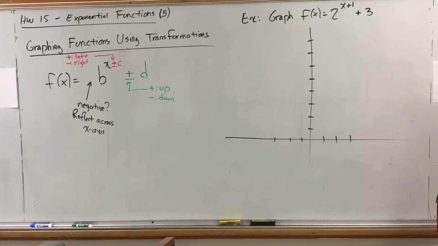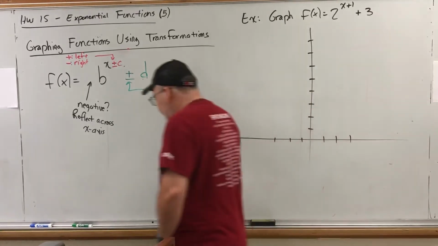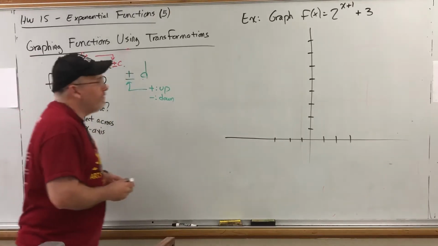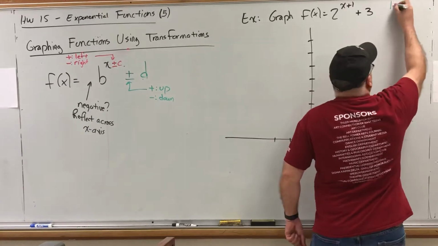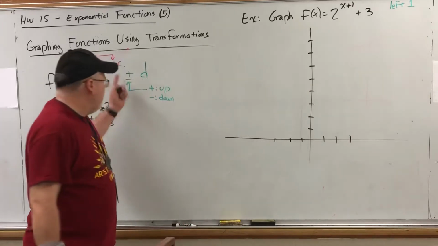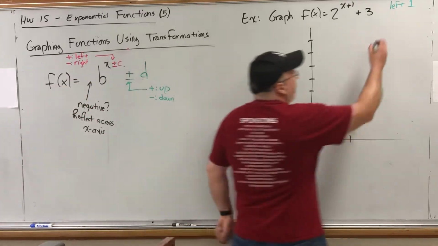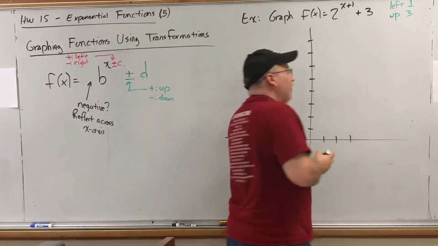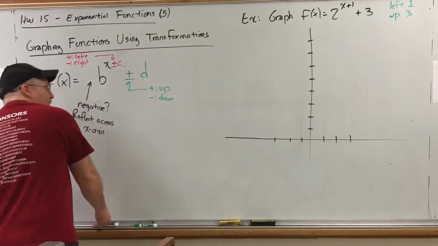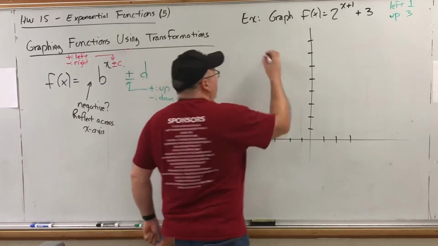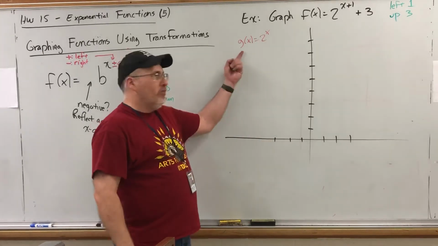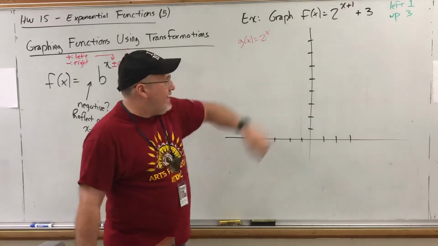Graph f of x equals 2 to the x plus 1, plus 3. There's a plus 1 in the exponent, and according to this, a plus in the exponent moves it to the left. So we're going to have a transformation where this graph moves to the left 1. But the plus 3 at the end invokes a movement of up 3. So we need to take something and move it to the left 1 and up 3. Well, what is it we need to move? We need to move the graph of the function without the numbers. In other words, we need to take a look at the graph of g of x equals 2 to the x, and then do that to it.